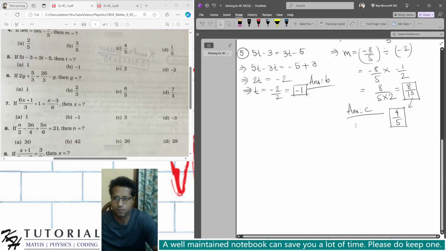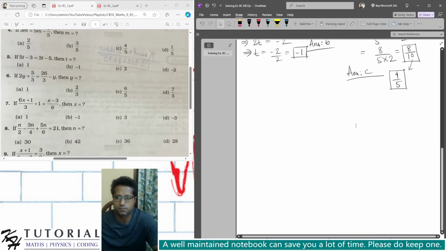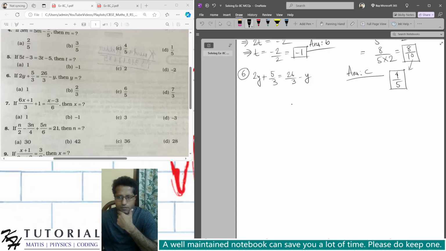Okay, let's solve question number 6. The given equation is 2y plus 5 by 3 is equal to 26 by 3 minus y. Okay, so even though there are rational terms, all the rational terms are constant, that is 5 by 3 and 26 by 3, they are constant terms.